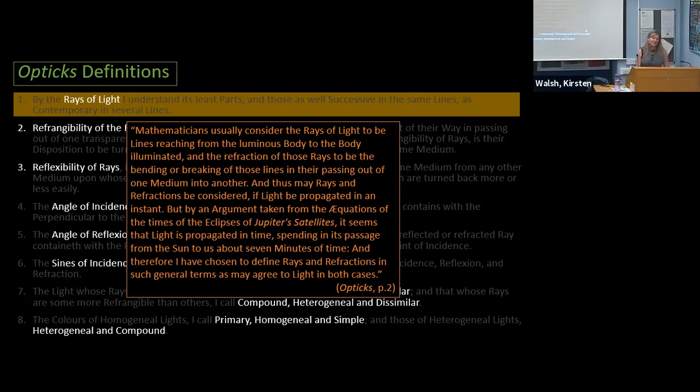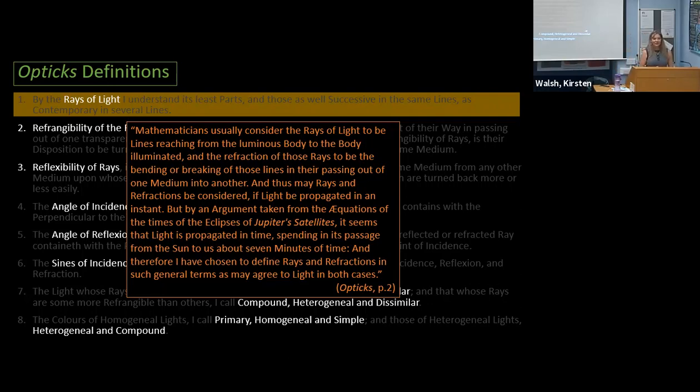And therefore I have chosen to define rays and refractions in such general terms as may agree to light in both cases. So what he's doing here is defining ray in as general a way as he can, such that you can use his definition to do geometrical optics, where you can treat your light as being propagated instantaneously, and you can do physical optics, where you can recognize that in fact light is traveling through time. It's traveling from Jupiter's moons to us in 7 minutes. And so that's what he's done.